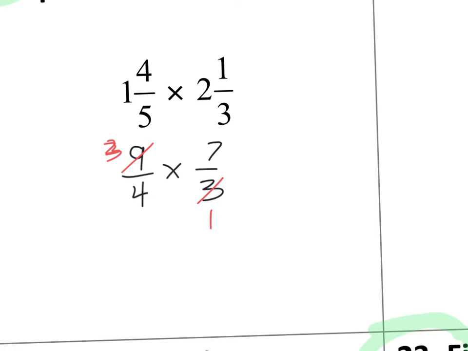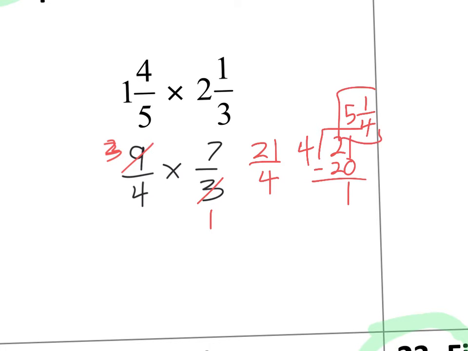Now I am just going to multiply across. 3 times 7 is 21. 4 times 1 is 4. This is an improper fraction, and we can't leave it like that. So we're going to go 21 divided by 4 and get our mixed number again. So 4 goes into 21 5 times. We subtract, we get a 1. So it's 5 and 1/4 is my answer.